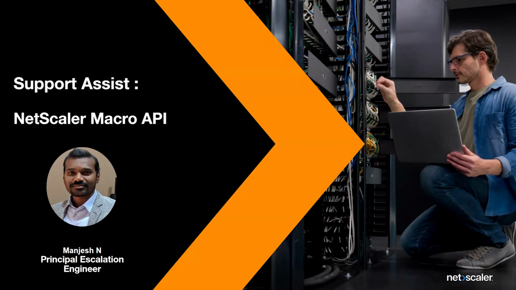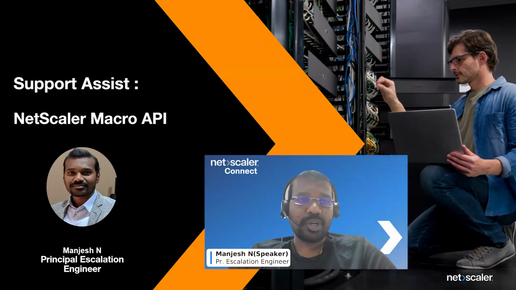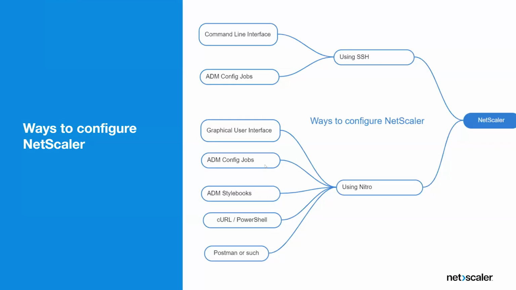This is Manjesh from the NetScaler Escalation team. Today, I would like to talk about a most interesting feature when it comes to automating the configuration jobs on the NetScaler using the API calls. Currently, we have these methods, SSH and Nitro, to configure the NetScaler. SSH is the command line interface configuration, like how we add the LB vservers or the gateway related configuration, the content switching configuration using the CLI uses SSH, as well as a couple of ADM config jobs.